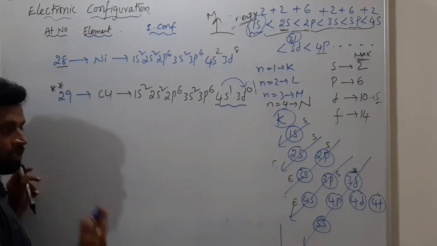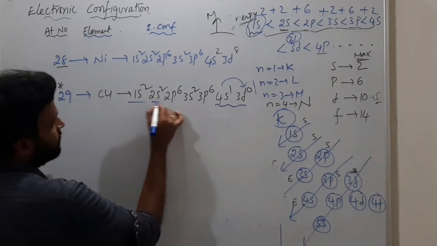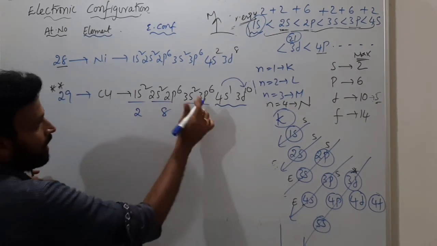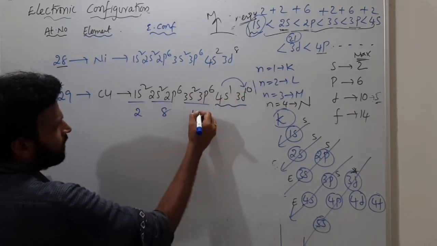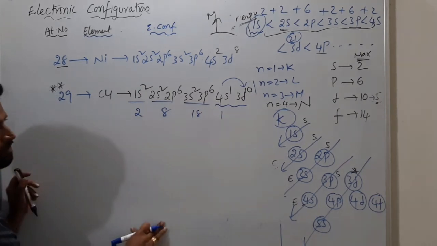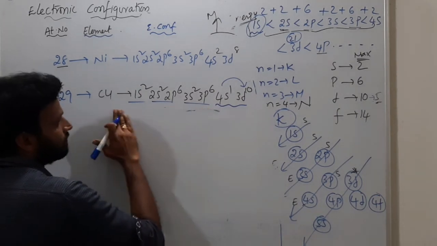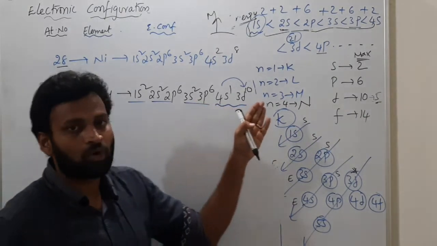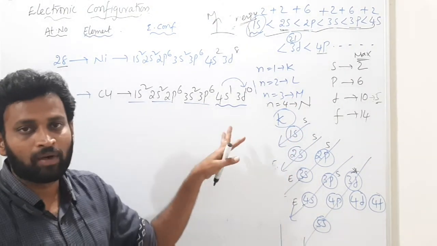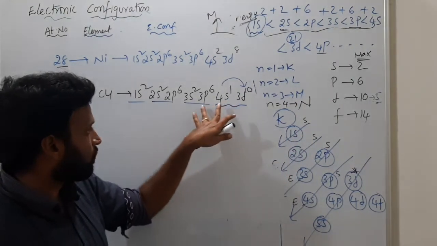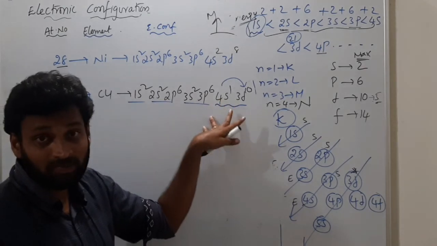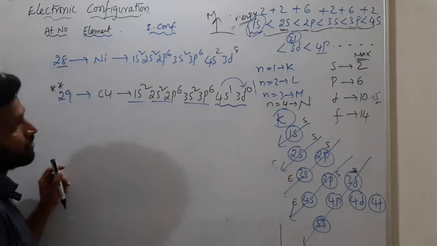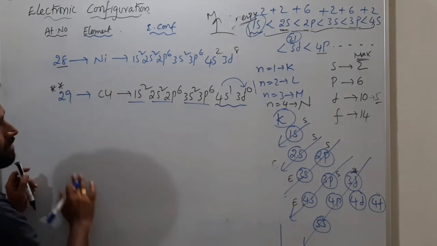In this manner only you have to remember. Otherwise CBSE students will learn like 2, 8, 18 and 1 and remember like that. That is not the correct manner, because to understand chemical bonding, or which period and group the element belongs to, which shell, which block, s block, p block, d block in the periodic table, you must know this kind of electronic configuration. Copper is the exceptional configuration.